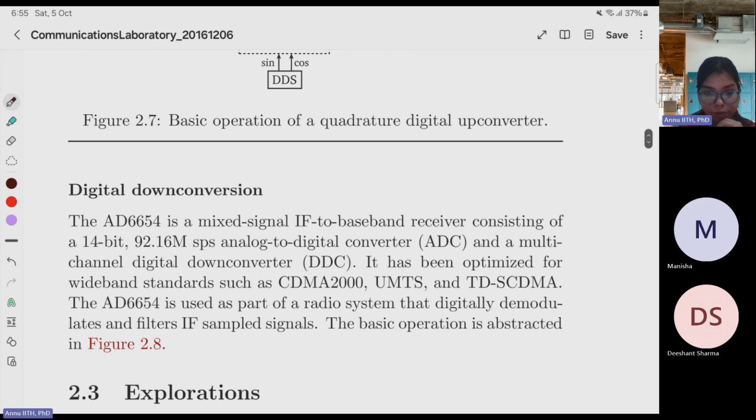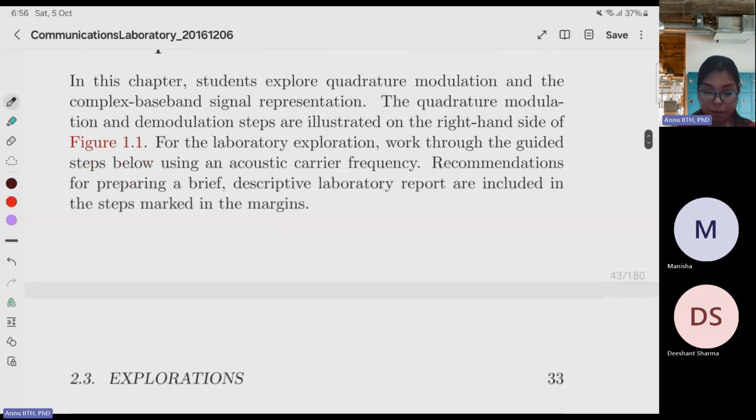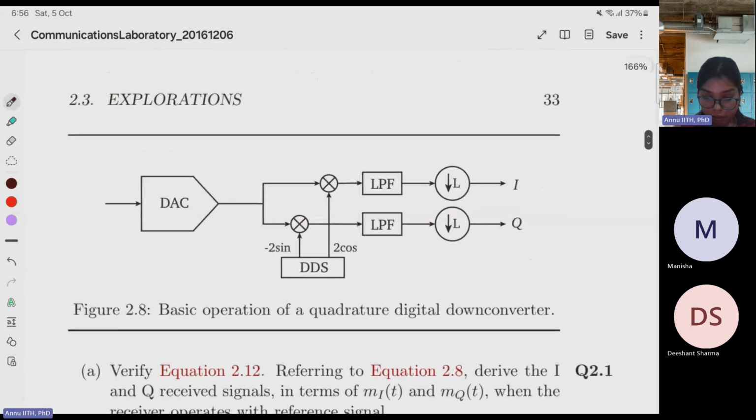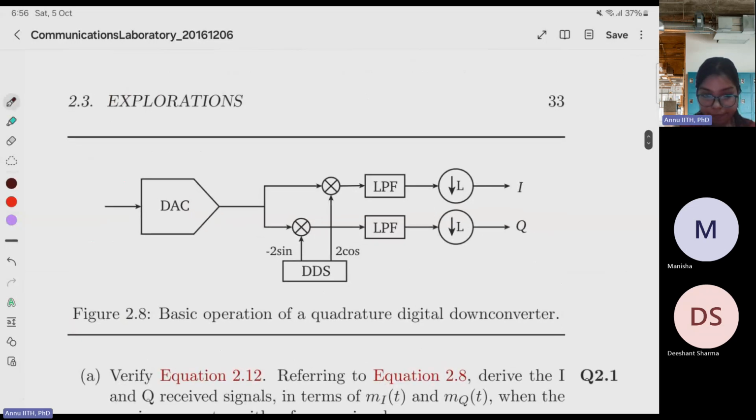The AD6654 is a mixed signal IF to baseband receiver consisting of a 14-bit 92.16 MSPS analog to digital converter and a multi-channel digital down converter. It has been optimized for wideband standards such as CDMA2000, UMTS, TD-SCDMA. And this AD6654, again for your knowledge only, is used as a part of a radio system that digitally demodulates and filters IF sampled signals. The basic operation is abstracted in figure 2.8. So this is figure 2.8 that we can see.